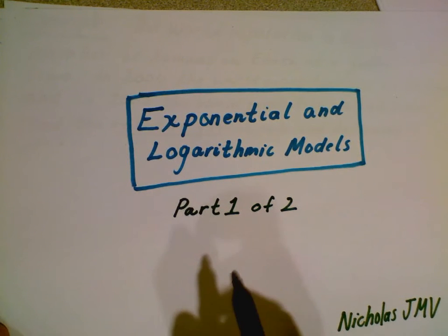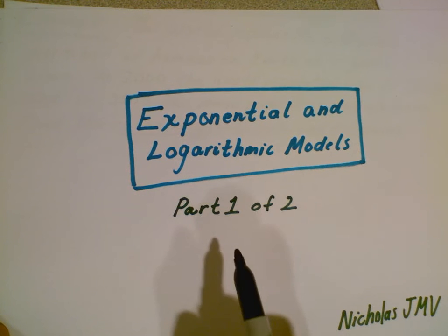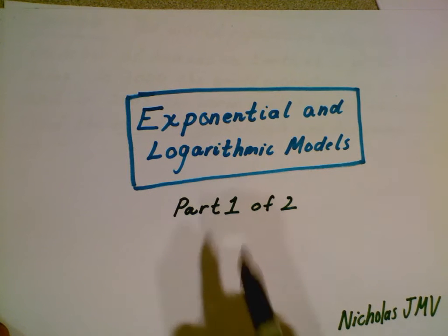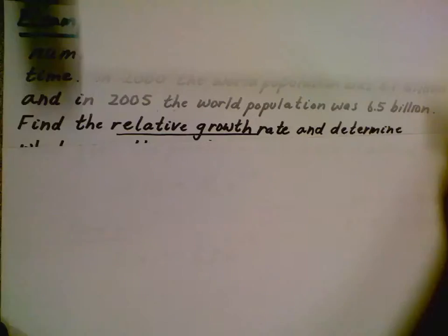This is Mr. Bennett, and this is going to be our first example. We're going to do part one of two of this. And so what we're really going to be looking at is being able to apply exponential growth and decay models to a bunch of different situations. And so let's look at our first example on world populations.